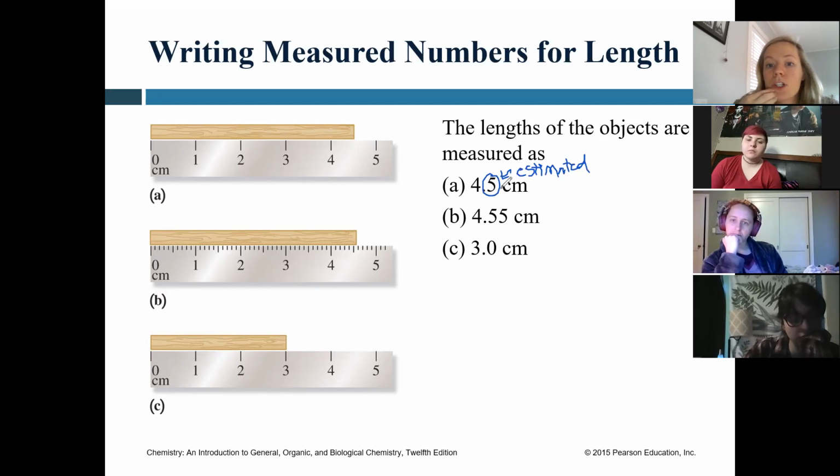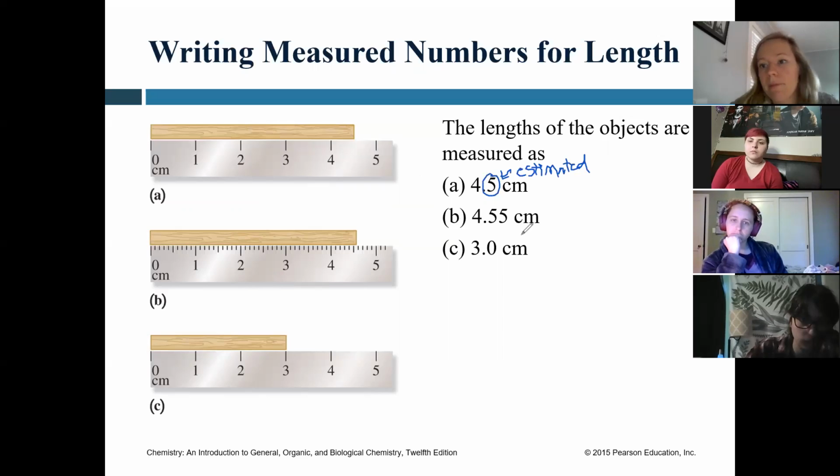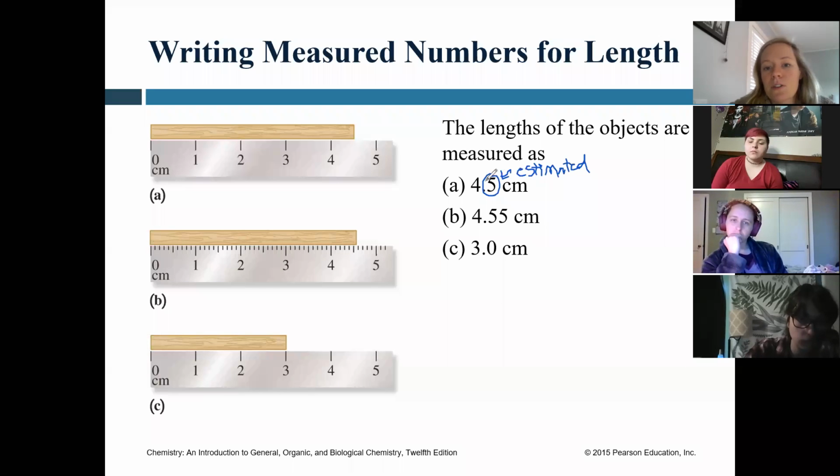Okay, the 4 we know for sure, the 0.5, maybe you are looking at this and saying, oh, it's more like 0.6. I want to go with 0.6. Okay, that's fine. There's sort of room for interpretation in that last number. Now, what happens here when we have a ruler that is a little bit better?